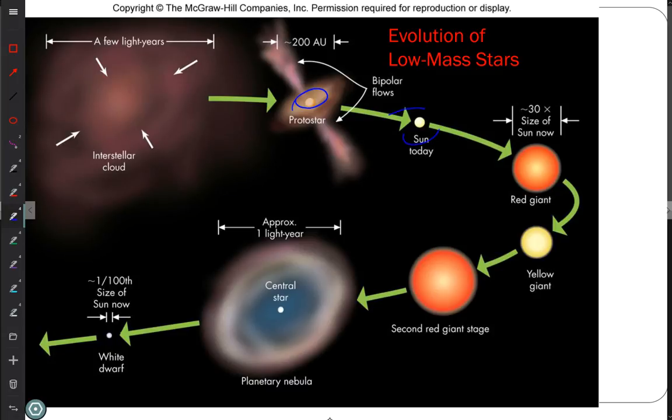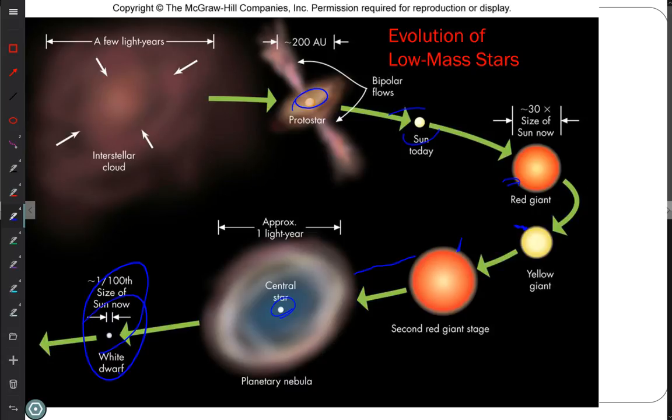When our sun dies, it will become a red giant. And then it will become a yellow giant. It'll be stable as a yellow giant for a while. And then it'll be a second red giant, and then it will maybe form a planetary nebula with a little white dwarf in the center. And then when that planetary nebula fades, all we'll have left is the white dwarf.